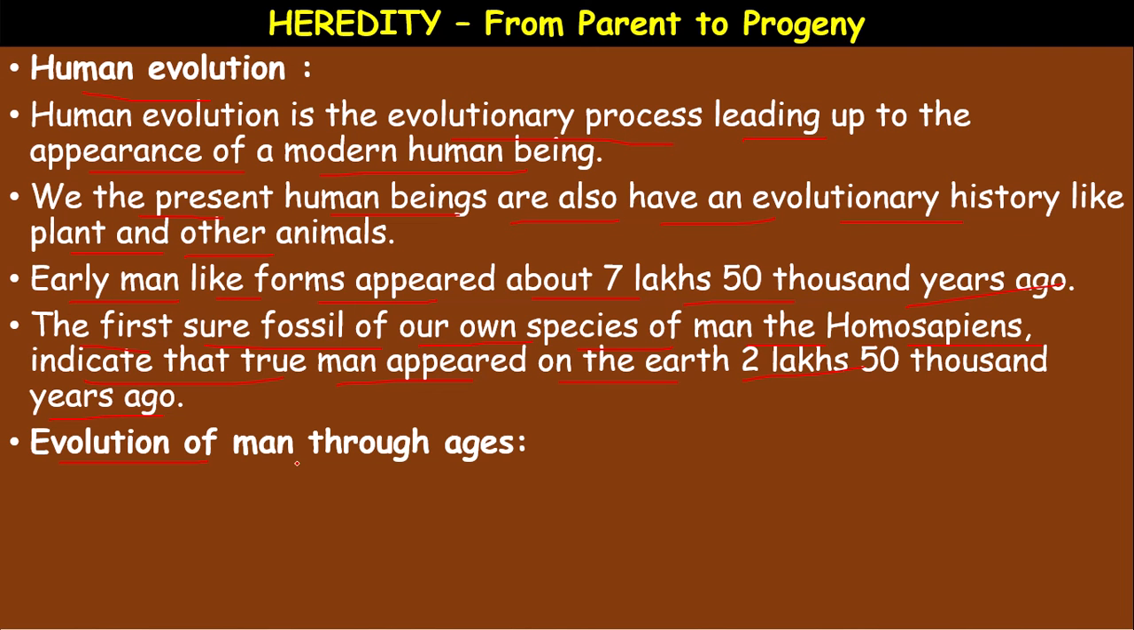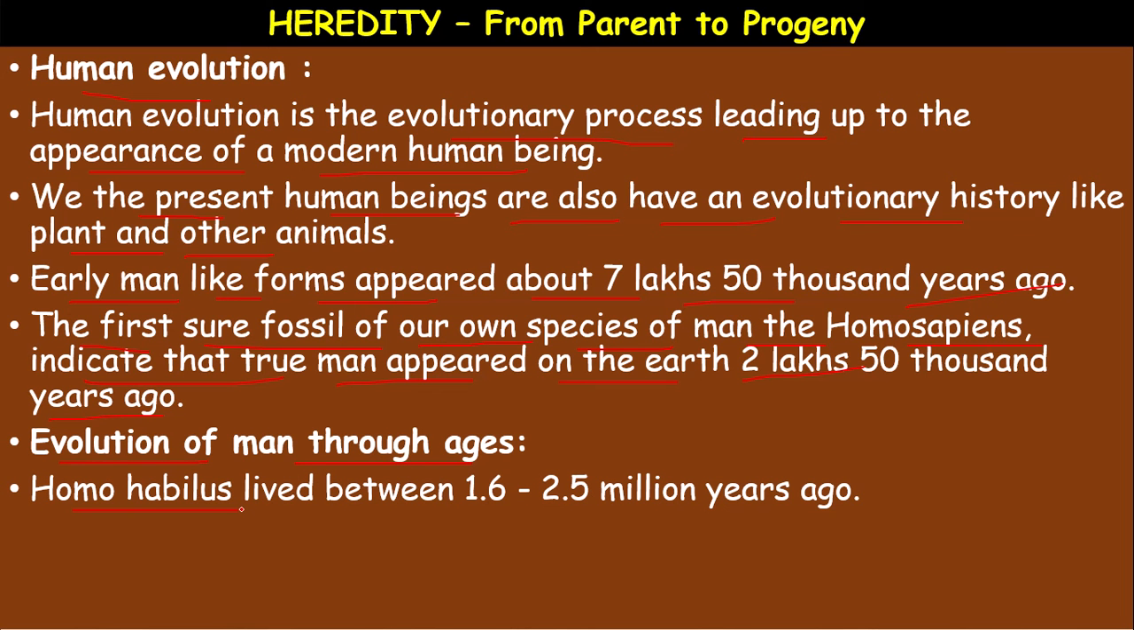So, evolution of man through the ages. Homo habilis lived between 1.6 to 2.5 million years ago. Before Homo habilis, there were others also. Parapithecus appeared 40 million years ago. This Parapithecus has characters of tarsiers and anthropoids, and is the common ancestor of man, ape and monkey. Then Dryopithecus africanus, the earliest fossil ape, lived 25 million years ago, in the Miocene. Homo habilis is only 2 million years ago.